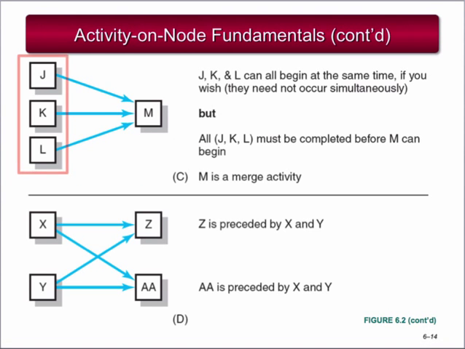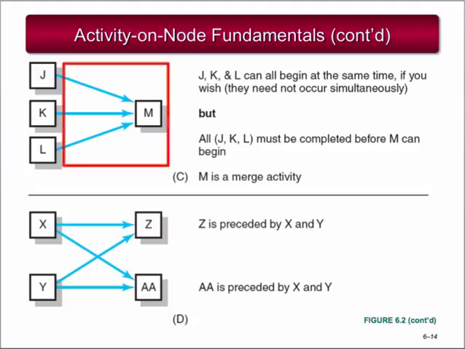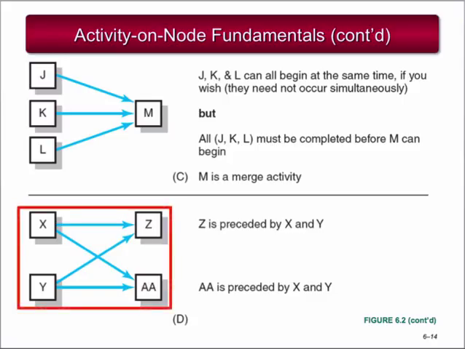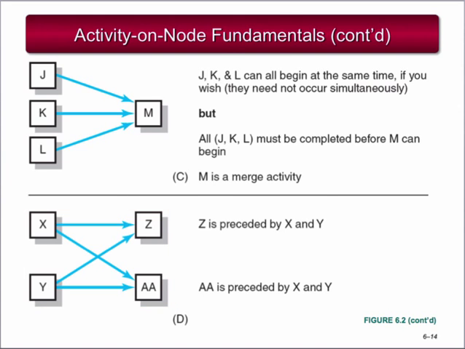The top image shows how J, K, and L are concurrent. They can all begin at the same time, but do not need to. However, J, K, and L must be completed before M can begin. M is also an example of a merge activity, where more than one activity leads into another. The bottom image shows how activities can cross over one another. Here, activity X to activity AA crosses over the activity Y to activity Z line. Z is preceded by X and Y, and AA is preceded by X and Y.